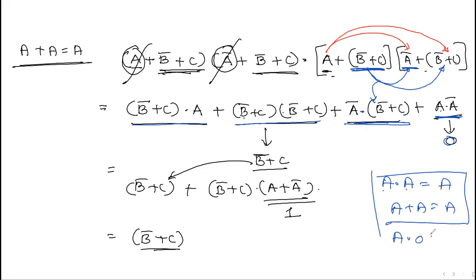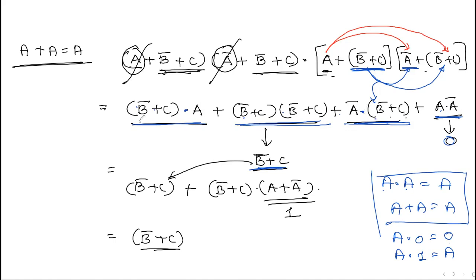Similarly, A dot 0 is 0, right? A dot 1 is always A. So these are some identities, right? We know that. So A bar into B bar plus C. B bar plus C into B bar plus C will give you B bar plus C. B bar plus C into A. Now I'm not expanding that term, remember.